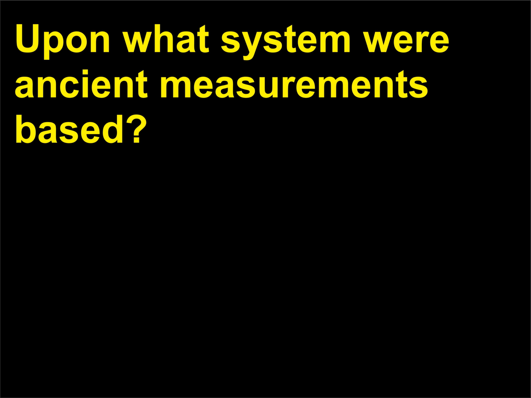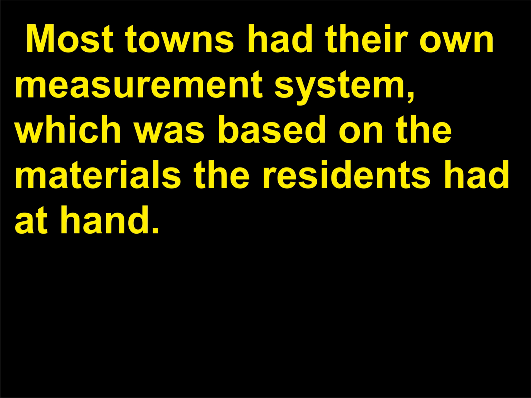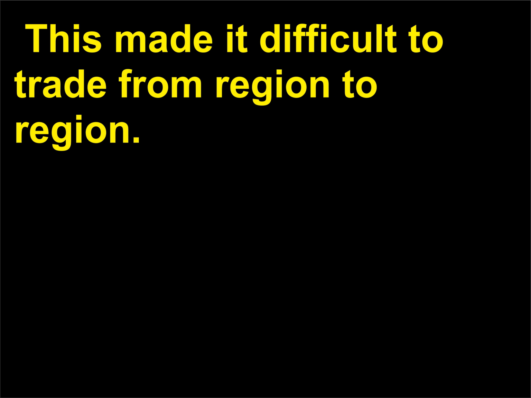Upon what system were ancient measurements based? Initially, people used different measurement systems and methods depending on where they lived. Most towns had their own measurement system, which was based on the materials the residents had at hand. This made it difficult to trade from region to region.